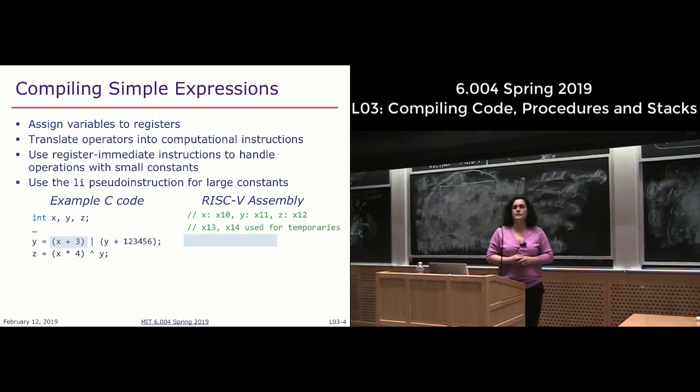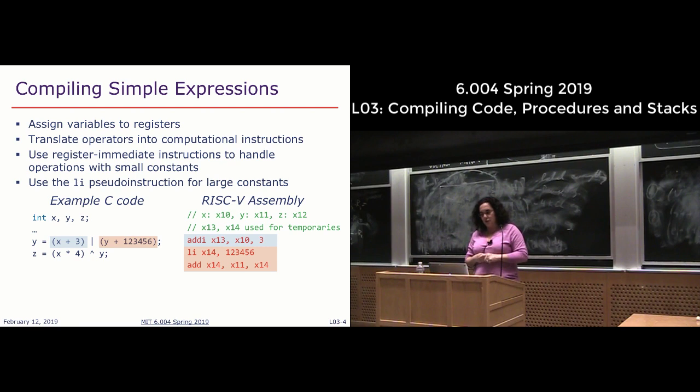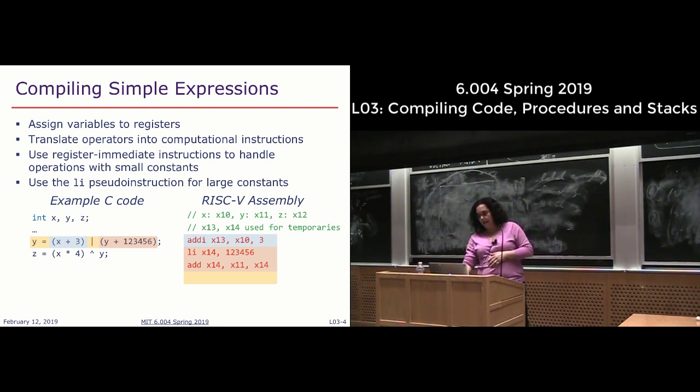Right, so we're going to start off with my x plus 3, and I know how to do that. That's an addi instruction. Now I'm going to do the y plus this large constant, and we just learned how to do that. We're going to use a load immediate instruction in order to load that large constant into some temporary register. And now I can add that to my value of y that lived in x11 already. And we proceed in this manner. And so next, I'm going to take the OR of those 2 first expressions that I produced, and I'm going to store that as my new value of y, so that overwrites into x11 what I had there before.